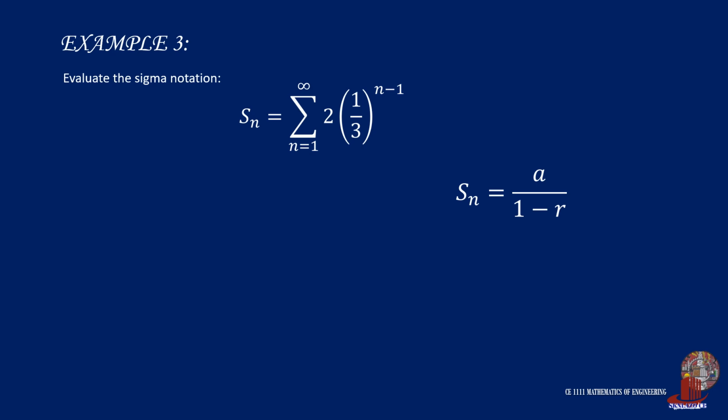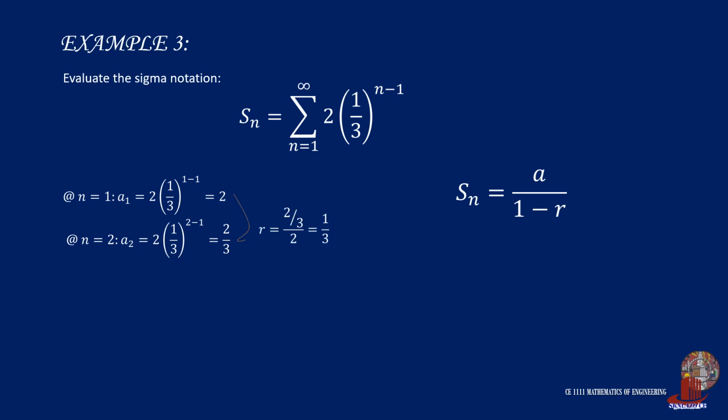Again, we solve for r by identifying the first two terms, where at n equal to 1, a sub 1 is 2 times 1/3 to the power of 1 minus 1, turning out as 2. And at n equal to 2, a sub 2 is twice of 1/3 raised to 2 minus 1, and that is 2/3. Then the common ratio is the quotient of a sub 2 with a sub 1, and that is 2/3 divided by 2, which is 1/3. Place the values in the formula to have 2 all over 1 less 1/3, and we get S sub n equal to 3.